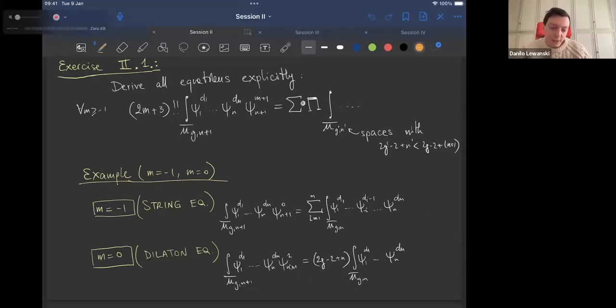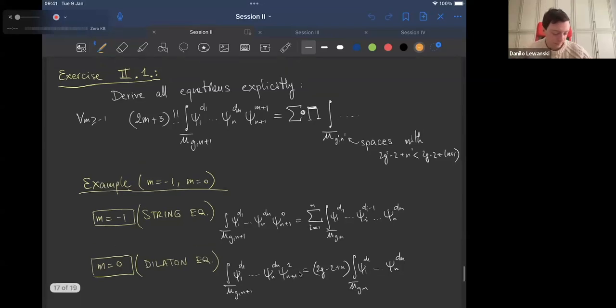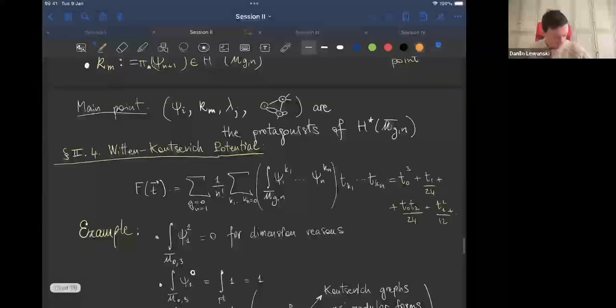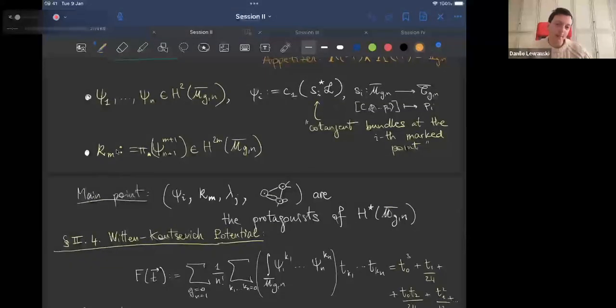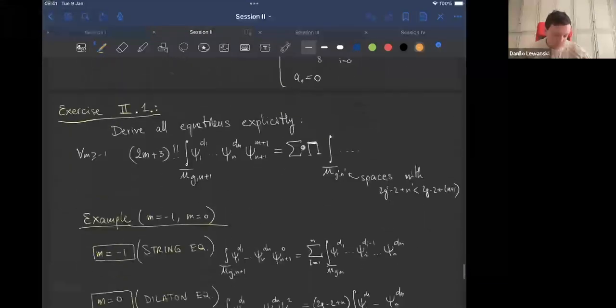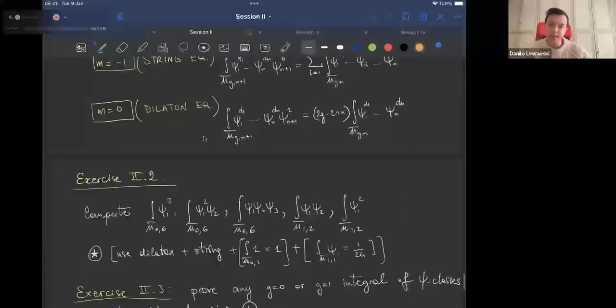And now the dilaton equation, instead: if you had a power 1 here instead of power 0, now when you're pushing forward, you would get what? You get the kappa class, because kappa classes are just push forwards of psi classes, if you remember. That's something that we've seen in the definition of kappa classes. Now, if I take m to be 0, I have psi to the power 1, and I will get kappa, say, kappa_0. But kappa_0 is giving you the Euler characteristic of the surface. And so you will get a factor of 2g minus 2 plus n times this guy.